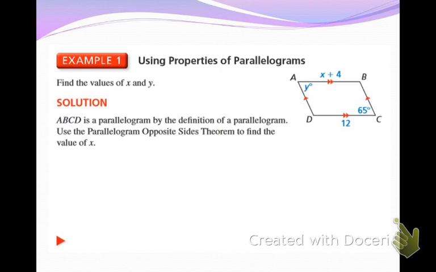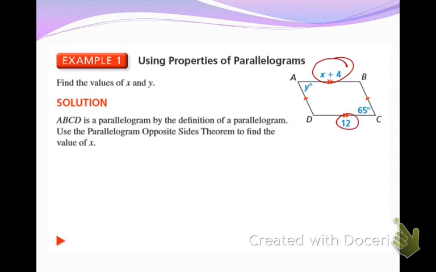So we could solve for x first, which is x plus 4. Is that a side, an angle, or a diagonal? Side. It's a side. And what do we know about sides? It's written in your properties. They're all parallel. Read it to me. Opposite sides are congruent. Opposite sides, not all of them. Opposite sides are congruent and parallel. So opposite of x plus 4 is 12.